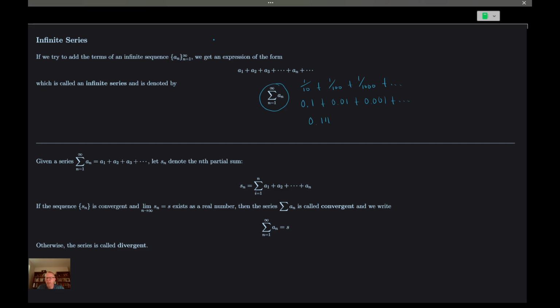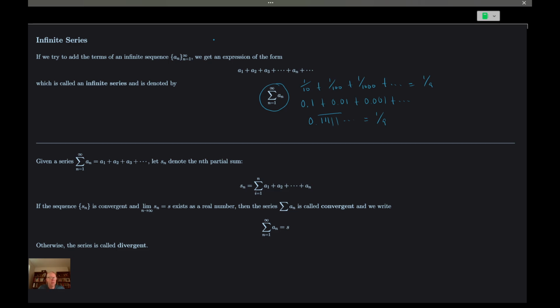You can imagine if we have 1 over 10,000, that'd add another 1. 1 over 100,000, that'd be another 1, and so on. So this is just 0.1 repeating, or we could write this as 1/9. So this infinite series equals 1/9 when you add up an infinite amount of terms. That's a very simple one to see, but it just goes to show you that you can add an infinite number of terms and get a finite sum.